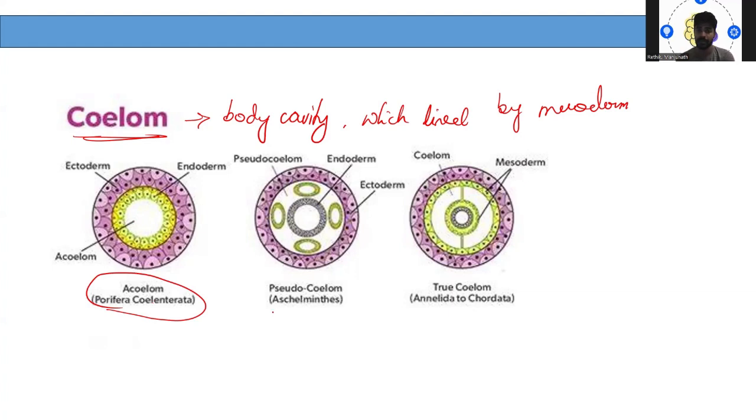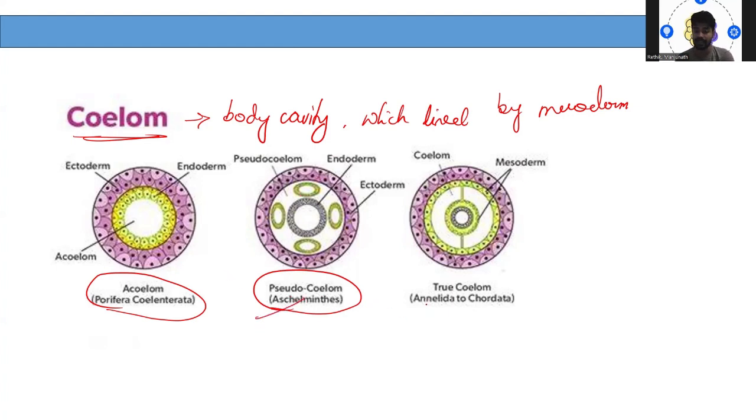In some animals you will see a body cavity of the pseudocoelom type. In pseudocoelomates, the body cavity is not lined by the mesoderm. Instead, you will see scattered pouch-like structures between the ectoderm and the endoderm. The cavity possessed by such animals is called a pseudocoelom, and the animals are pseudocoelomates.